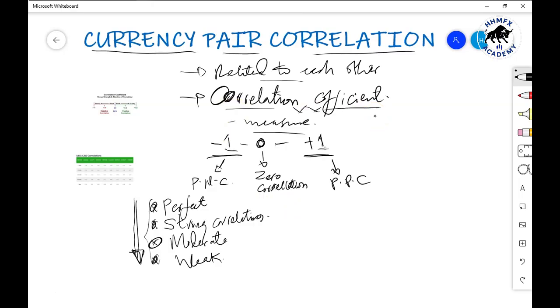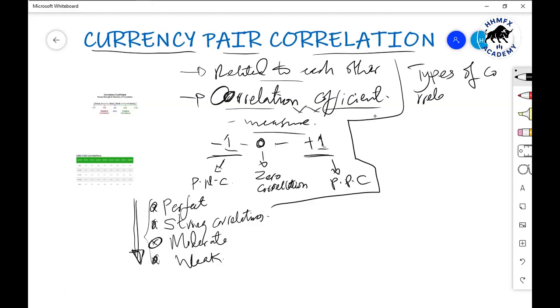Now we can discuss the idea of types of correlation. Let us see the concept of types of correlation, even though we have already touched on it when discussing the correlation coefficient. So we're going to see it in detail. What are the types? The first type of correlation is what we call a positive correlation.